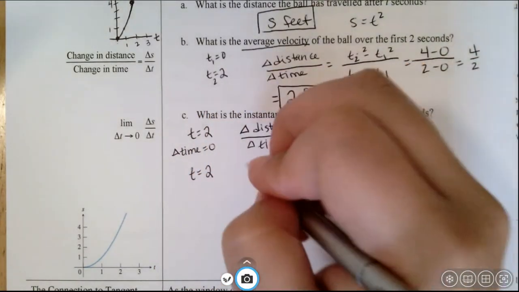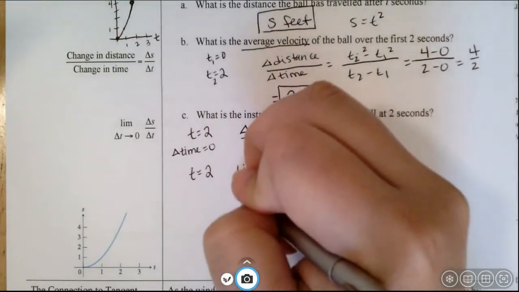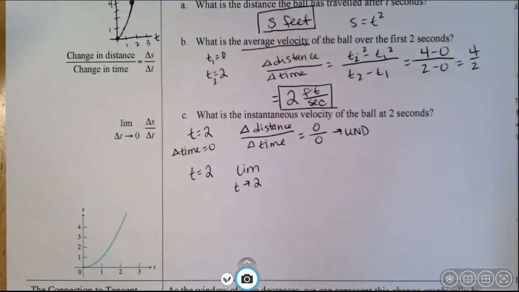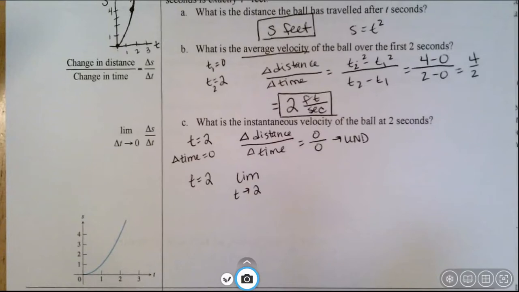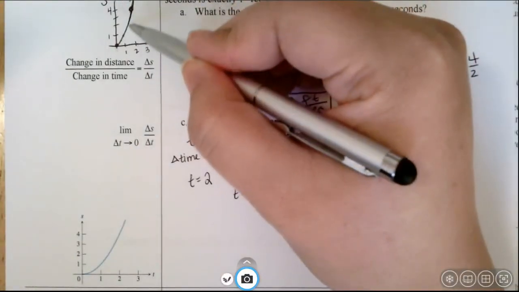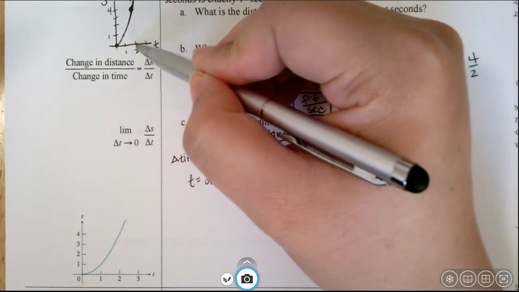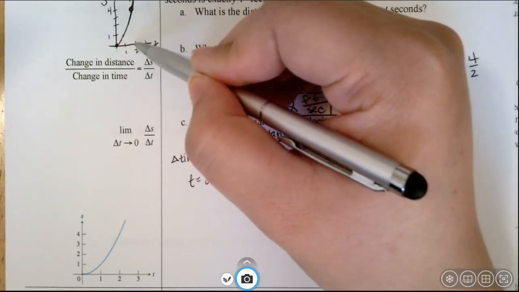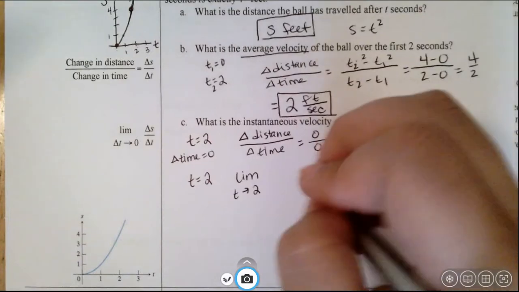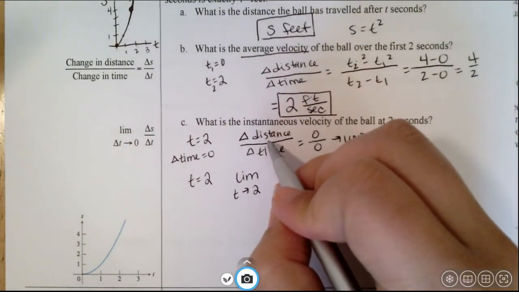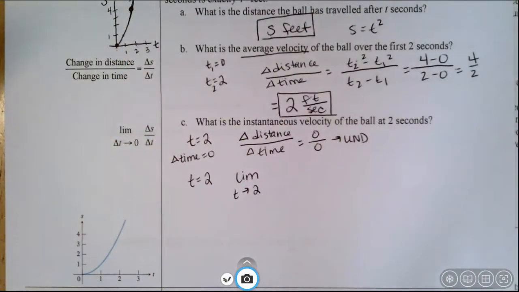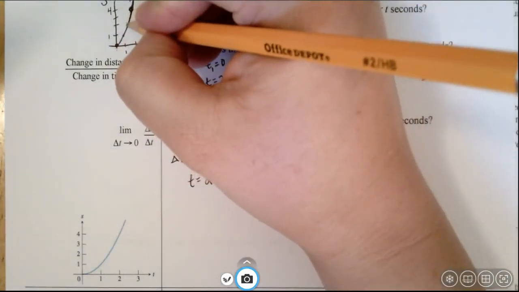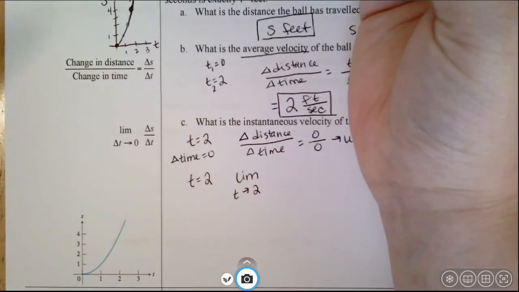At t equals 2, we want the limit as t approaches 2. We're approaching 2 because we're interested in what is the slope of the tangent line when the time is 2. So we're looking at what happens as our time approaches 2 of our change in distance. Okay, so our distance, we start at some point on this function, right? And that point is getting closer and closer to a time of 2.